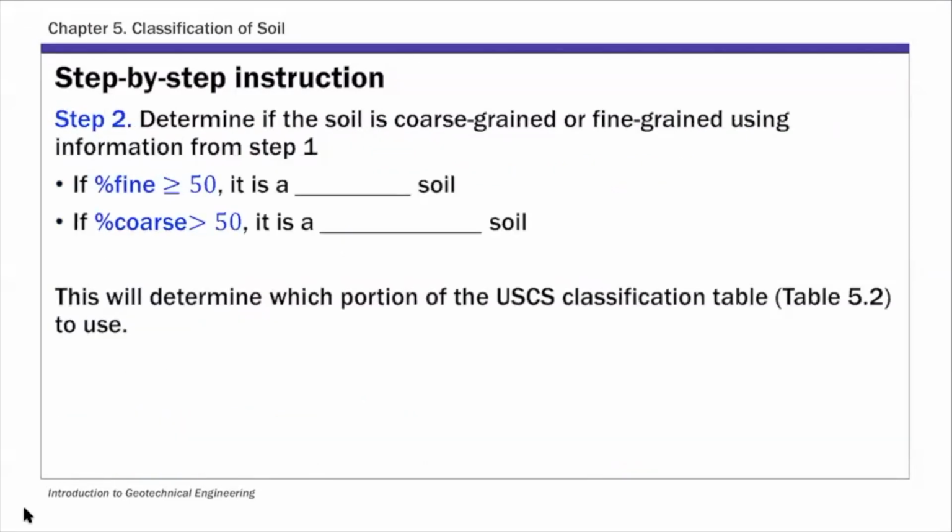And second, once you have that information, is to determine if the soil is fine or coarse grained. If the fine percent is greater than 50%, that's a fine-grained soil. And if more than 50% of the soil is coarse, that's coarse-grained soil. Remember, these are the two broad categories in the USCS system. This will determine which portion of table 5.2 you need to use to get the group symbol. Again, I'm going to go over details on that table. This is step 2.